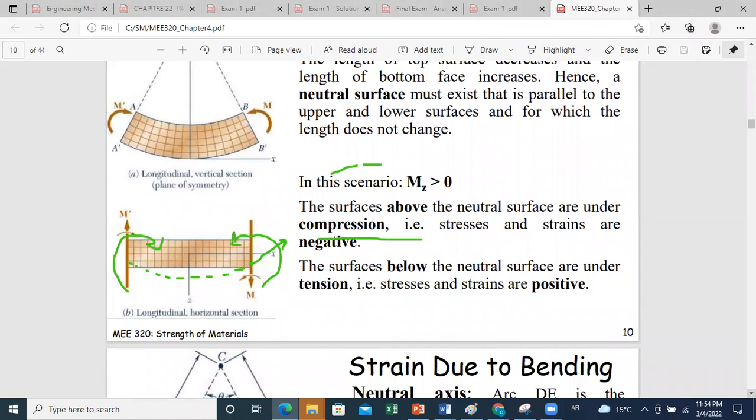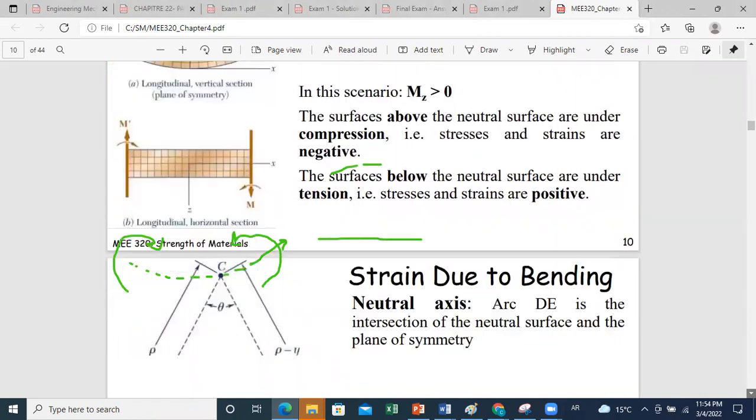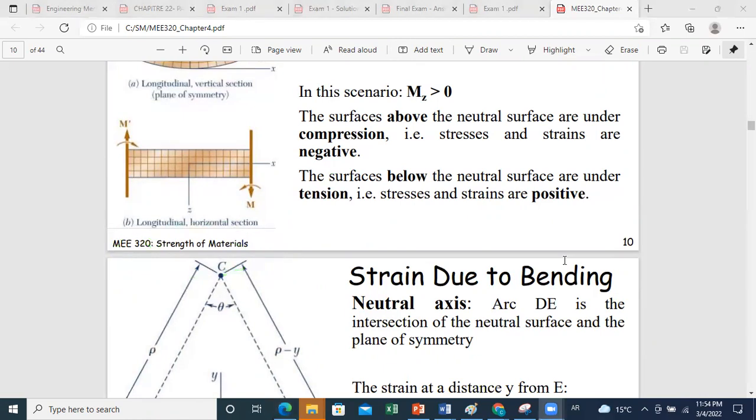stresses and strains will be negative in these parts, and the surfaces below the neutral surface will undergo tension, where stresses and strains are positive. And if we reverse the bending moment action, everything will be reversed, and at the top you will have tension, at the bottom you will have compression. Okay. Now, the next step will be to determine the neutral axis position.